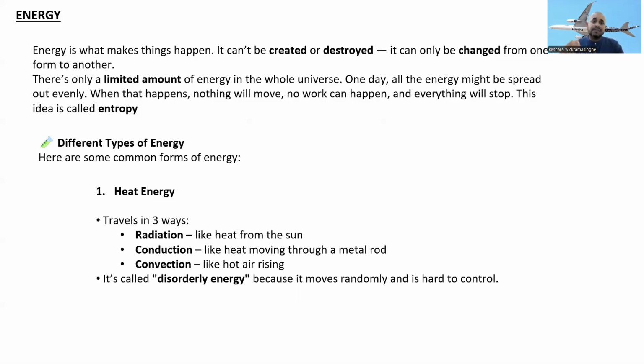Now let's see the different types of energy. There are some common forms of energy. Number one, heat energy. Heat energy travels in three ways: radiation, conduction, and convection. Radiation means like heat from the sun, conduction means like heat moving through a metal rod, and convection means like hot air rising. It is called disorderly energy because it moves randomly and is hard to control.